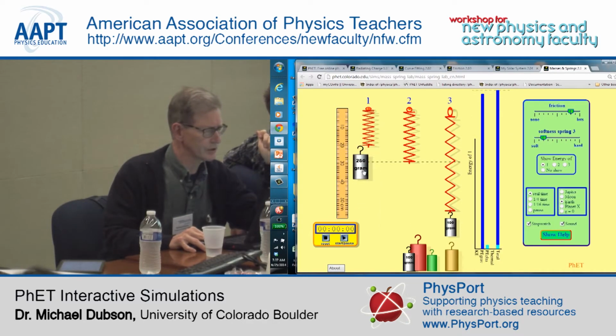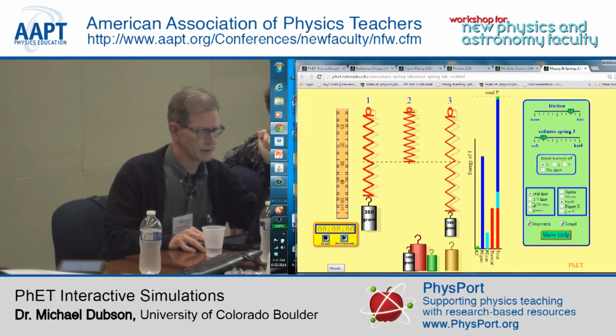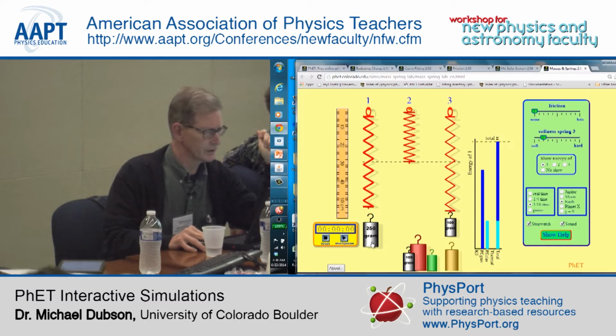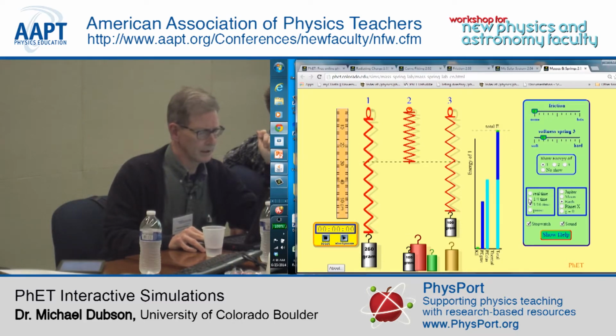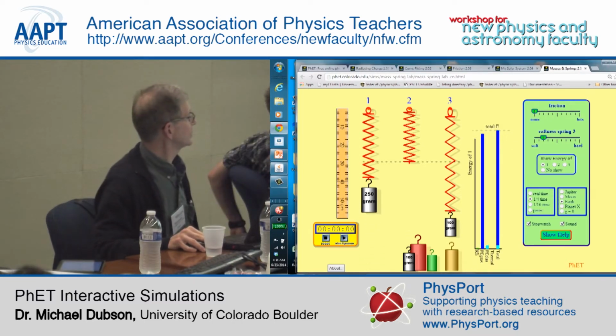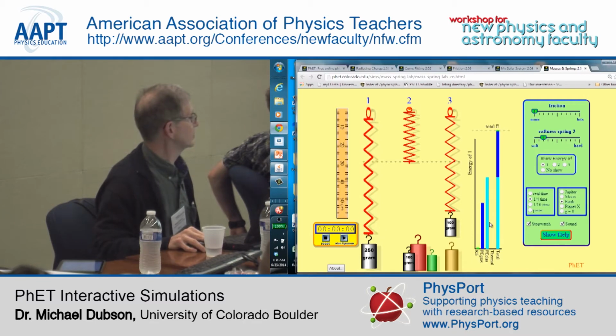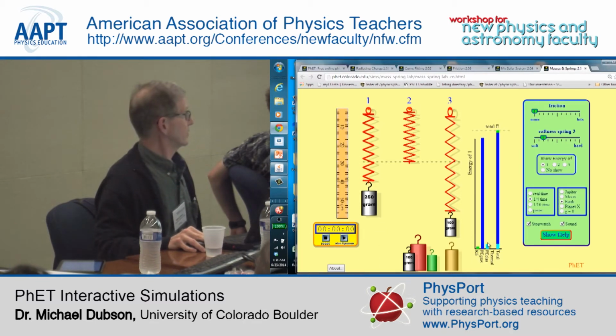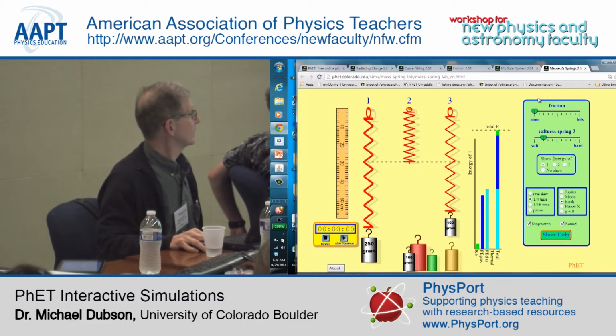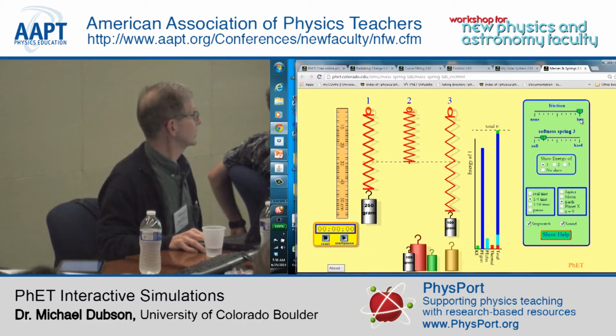I can show energy conservation here. Let me slow down time. Whoops, a lot of friction, so a lot of thermal energy there. Turn off friction. Okay, I'm going quarter time here. So here's an energy graph: kinetic, gravitational potential, elastic potential, and total. If I turn on friction, I start getting thermal energy in the mix.